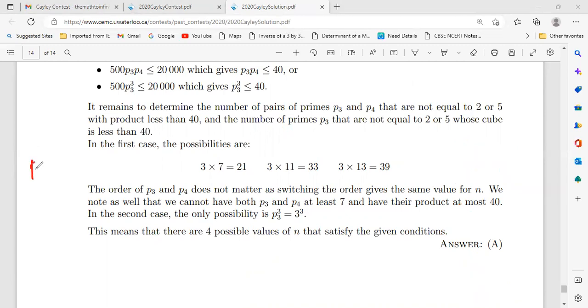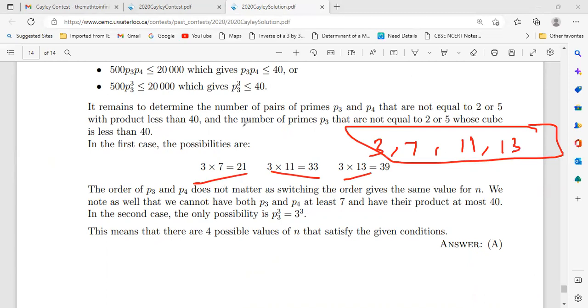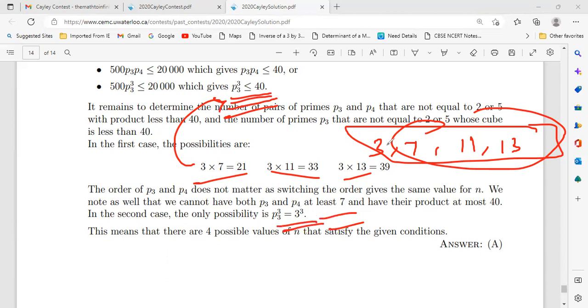So you know the condition you have P3 times P4, which means you have to multiply two prime numbers. So you are taking 3 into 7, 3 into 11, 3 into 13, right? So you are having four results from that. And for solving this condition, you're just substituting P3 value as 3 because that is only true. If you substitute any other value than 3, like 7, 11, 13, that would fail this condition because they are all greater than 40. 7 cube is greater than 40, 11 cube is also greater than 40, 13 cube is also greater than 40, which is why you can only substitute P3 as 3 here.